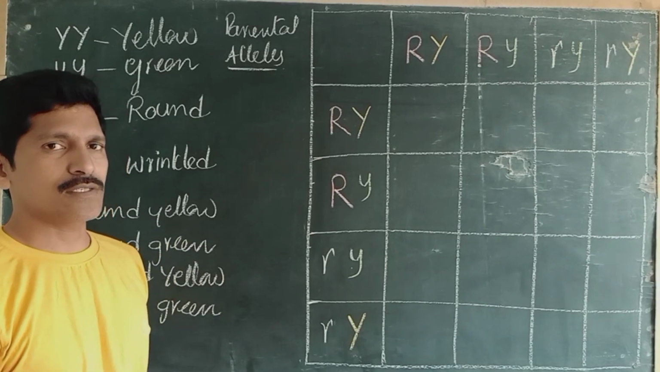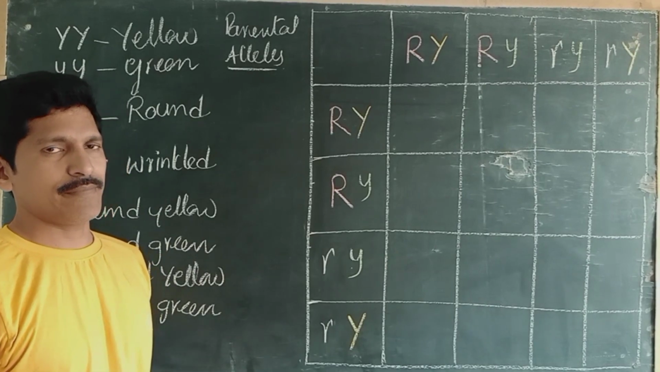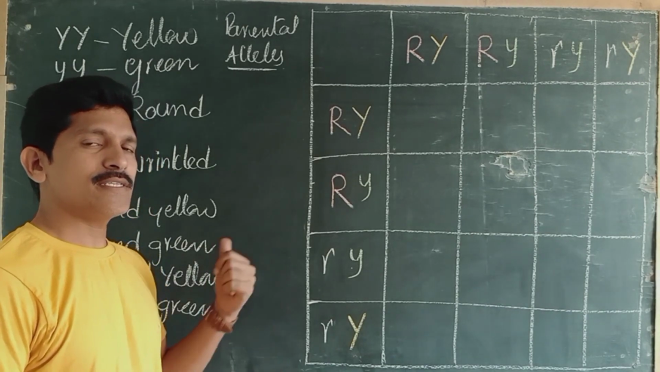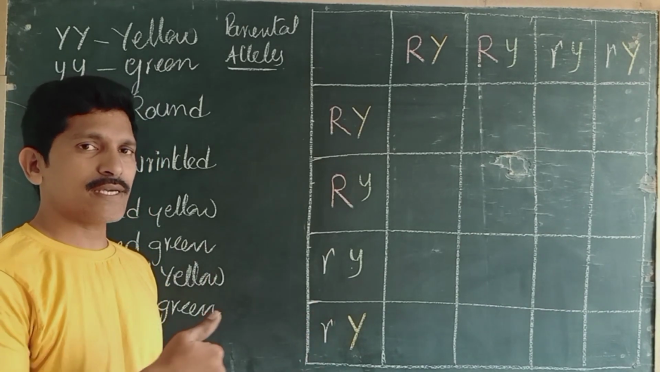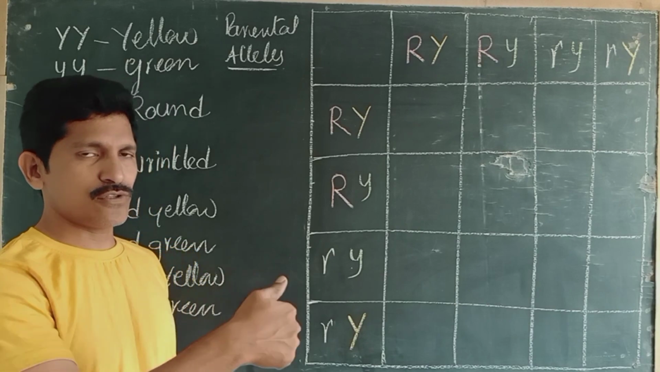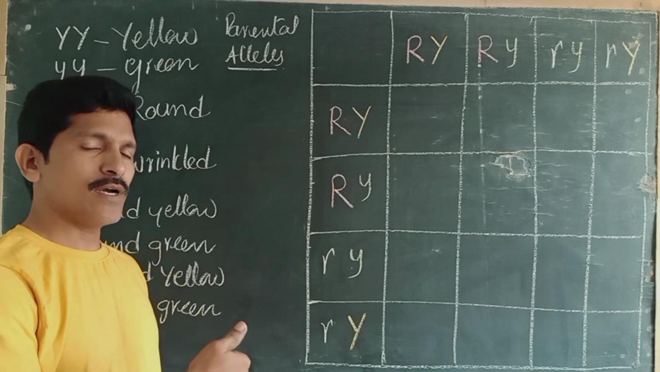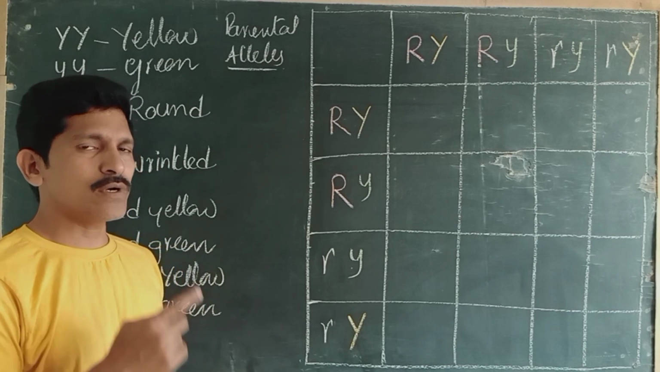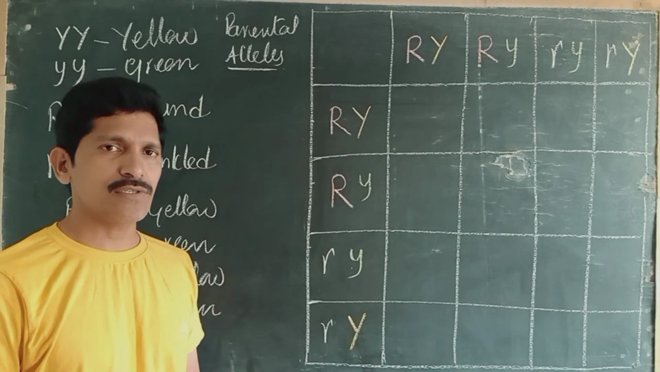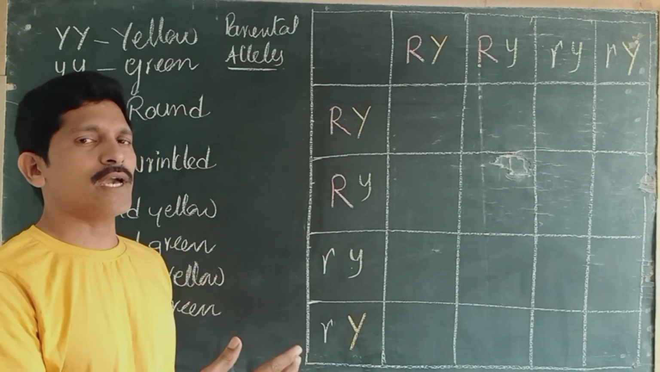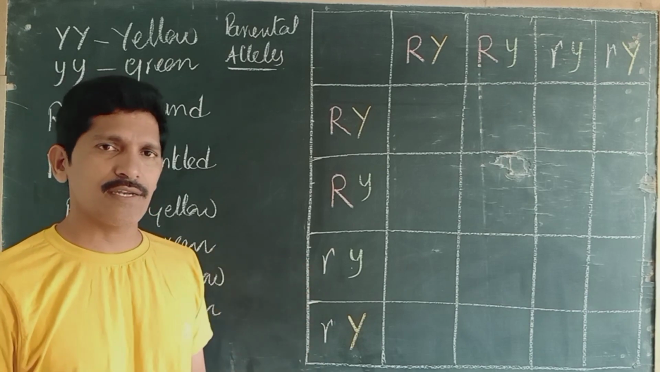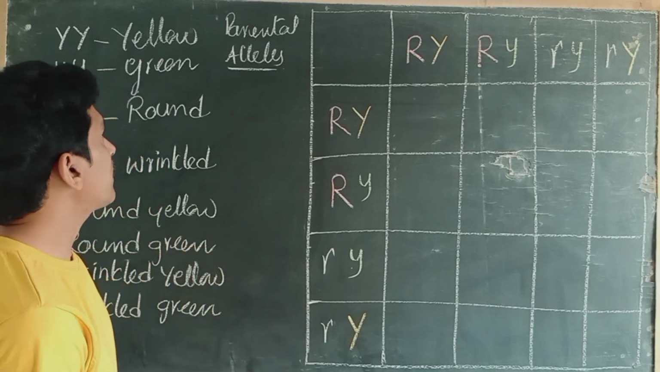Discuss Mendel's law of independent assortment. Initially, Mendel took one character to explain how characters are transferred from one generation to the offspring. The next one has taken two characters. This is also called the dihybrid. Dihybrid in the sense that Mendel has taken two characters to explain how these characters are transferred to the next generation. So let us see that here.